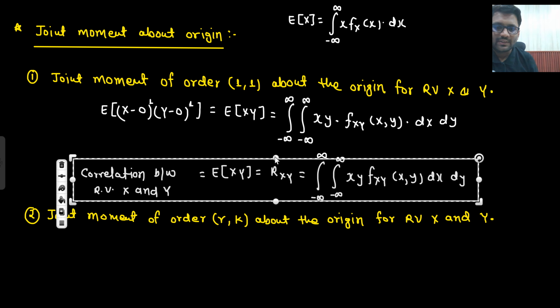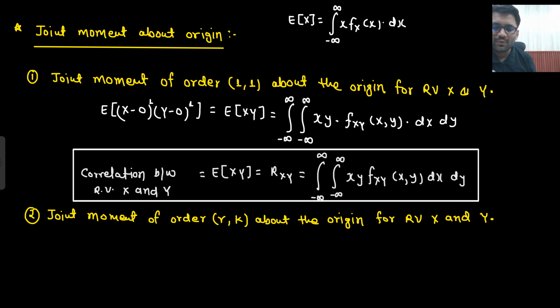So this particular formula is important. Is that okay for you? Correlation between random variables x and y is given by E[xy], which is denoted by rxy, the integral from minus infinity to infinity of xy fxy(x, y) dx dy. Is that okay for you? All good?